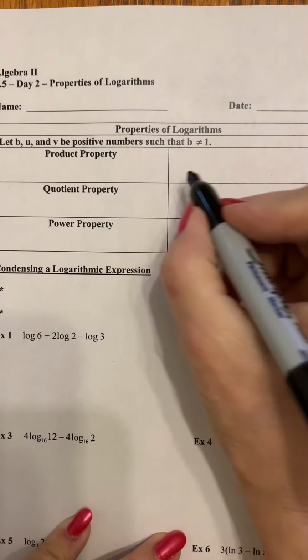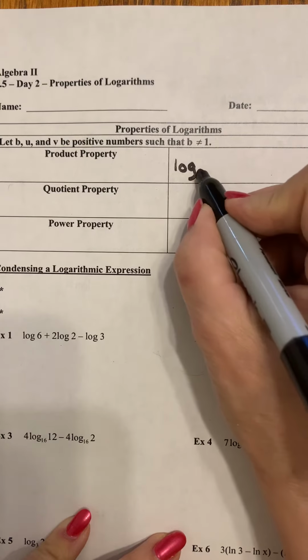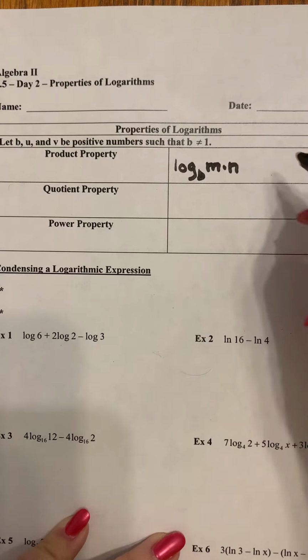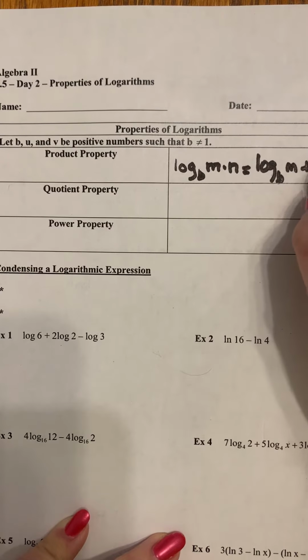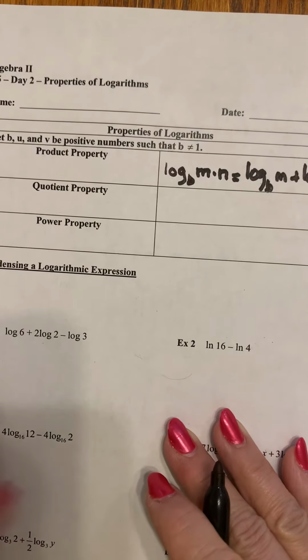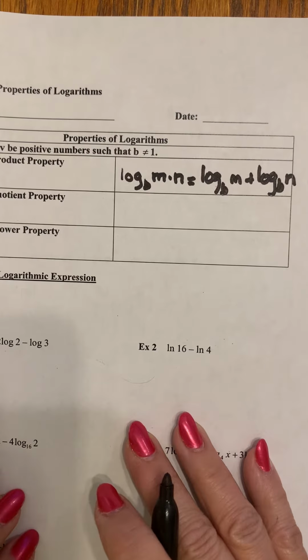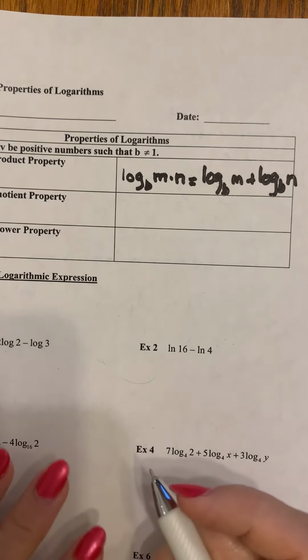If you recall the product property, let's say we have the log base b of m times n. That is going to be equal to, if you remember, we separate that as a log base b of m plus the log base b of n. So there you go, that's what that would look like: log base b of m plus log base b of n.